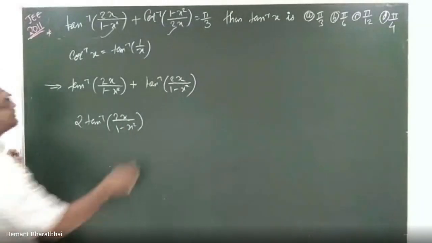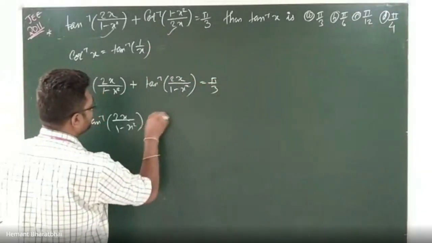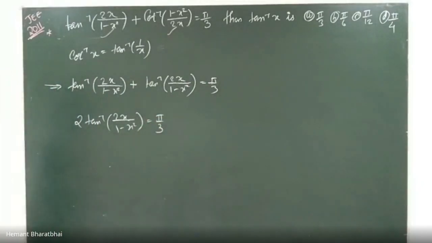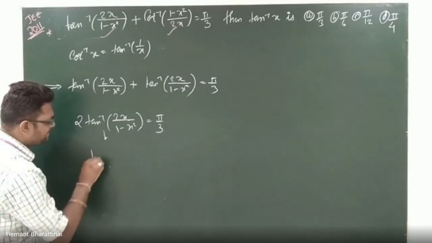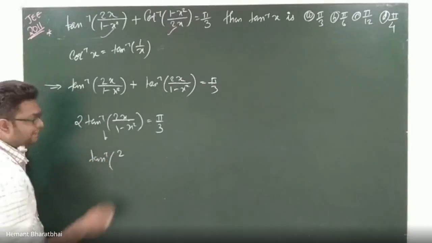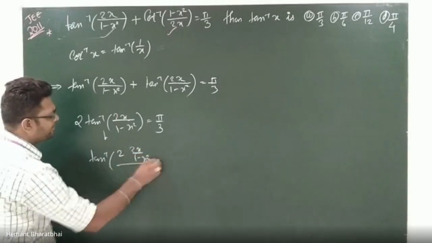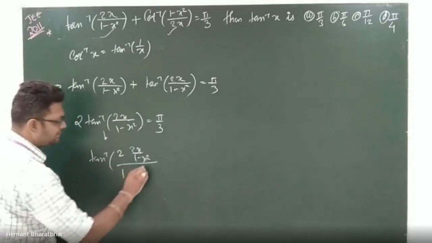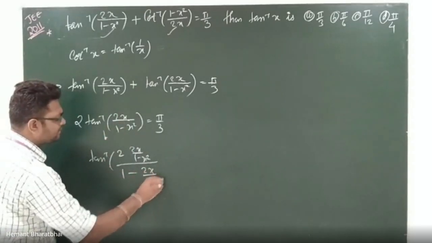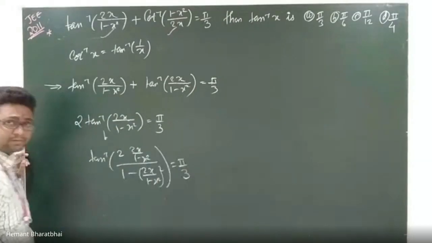So now we can apply the formula of 2 tan inverse of x, which we had applied in the last piece also. What is 2 times tan inverse of x formula? Tan inverse of 2x upon 1 minus x square. Instead of x, we have this entire term 2x upon 1 minus x square, and instead of x square, we have this entire term, the whole square, is equal to pi by 3.